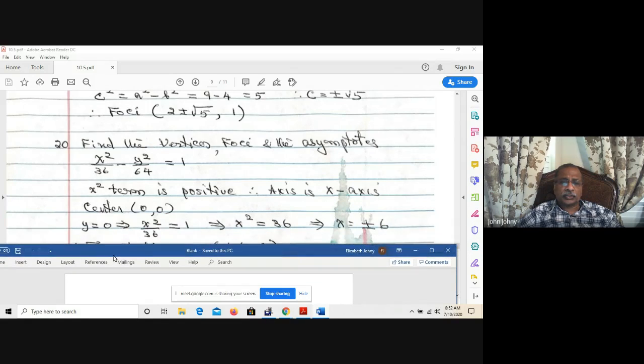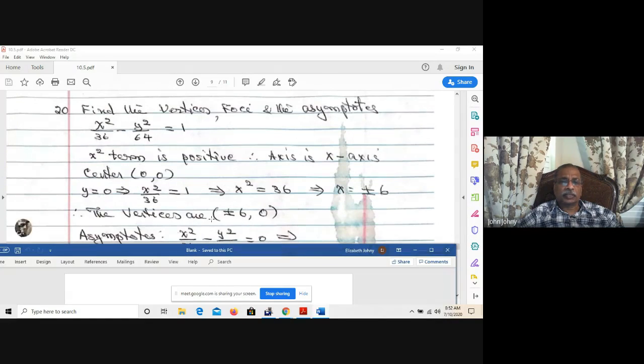Then set y is equal to 0, which implies x square over 36 is equal to 1. That is x square is equal to 36. So x is equal to plus or minus 6. So the vertices are plus or minus 6, 0. Why did I set y is equal to 0? Because it is on the x-axis. On the x-axis, y is 0. So that is why you set y is equal to 0. You are going to find the intersection of the curve with the x-axis.